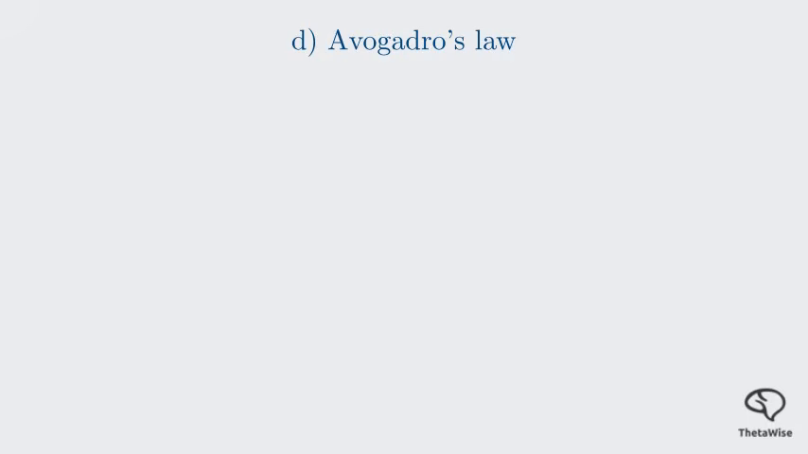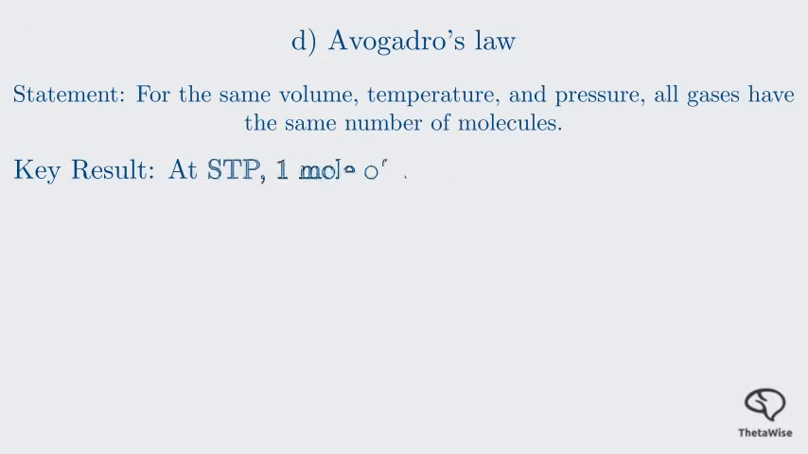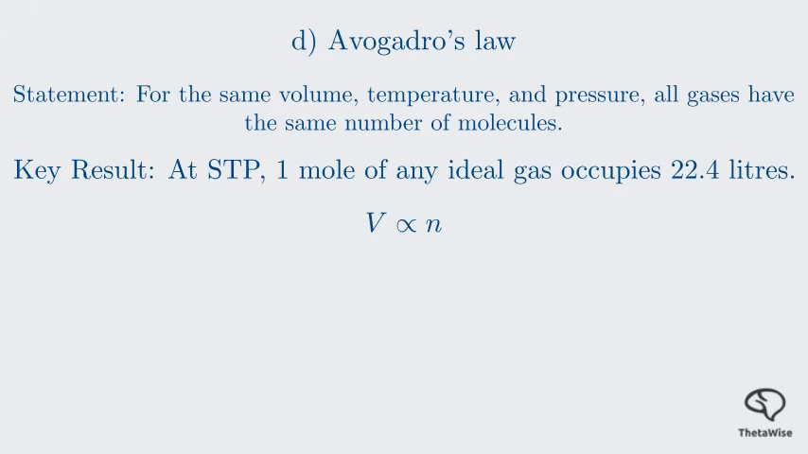This law says that for the same volume of any gas at the same temperature and pressure, there is the same number of molecules or atoms. A key takeaway from this is that 1 mole of any ideal gas at STP occupies a volume of 22.4 liters. In other words, volume is directly proportional to the number of moles, n.